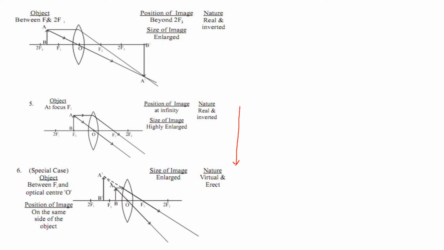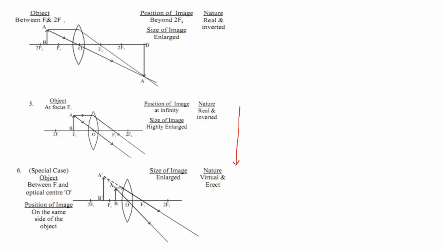Let's see the last case. The last case is a very important case, children. This is quite a different special case where the object is kept between the F1 and O. The object is between the focus 1 and the optical center. We have kept an object here, right?